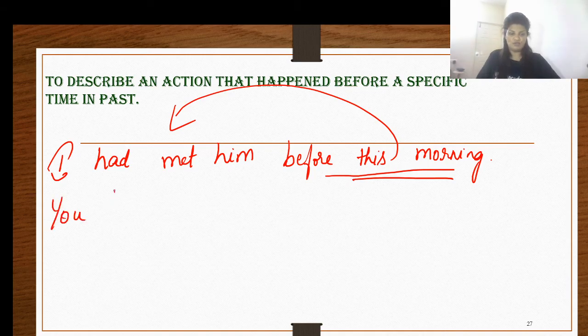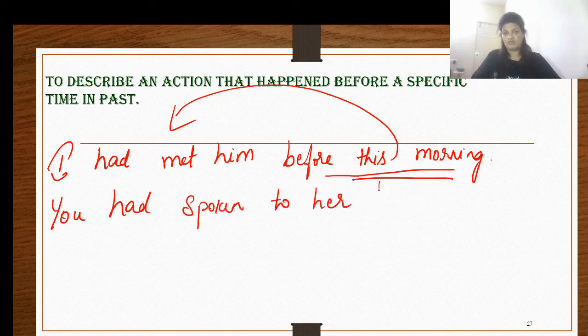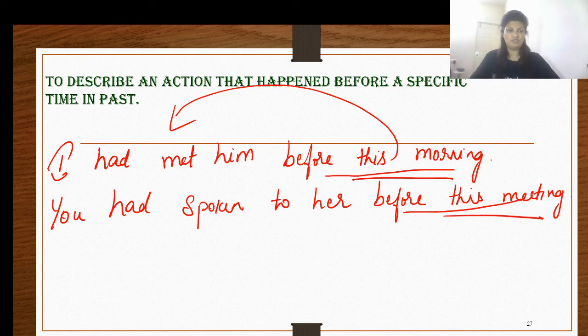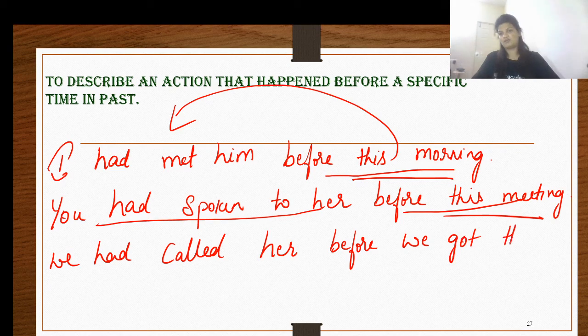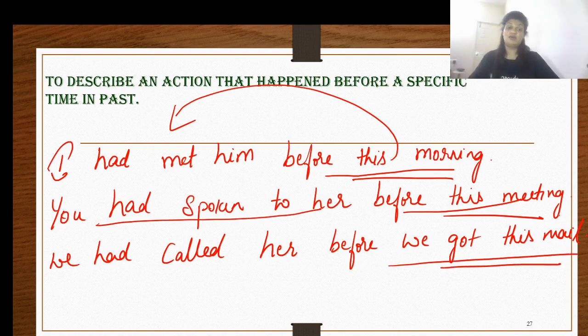Similarly, you had spoken to her before this meeting. Again, before this specific moment, you had already spoken to her a lot earlier. Next one is, we had called her before we got this mail. So here we got a mail. This is a particular moment in the past. Before that, we had already made a call. We had called her, and then we got this mail.